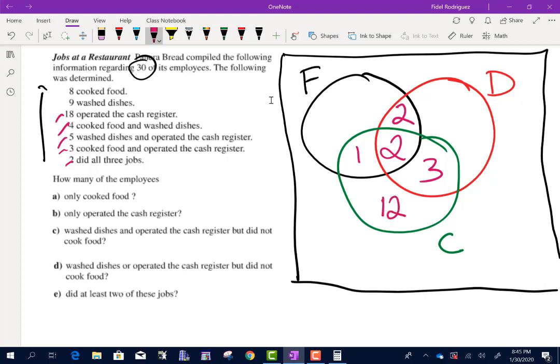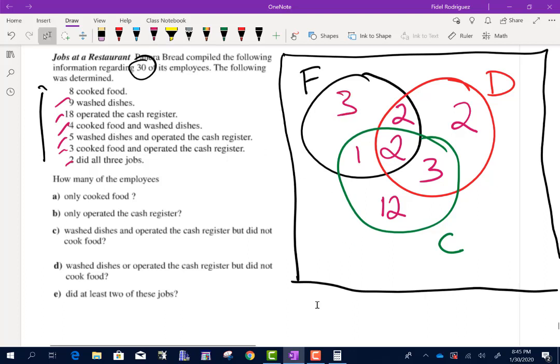Okay. 9 washed dishes. Everybody in the red circle is going to add up to 9. So 2 and 2 is 4, and 3 is 7. If this is going to add up to 9, that must be a 2. Okay. And 8 cooked food. So everybody in the black circle has to add up to 8. 2 and 2 is 4, and 1 more is 5, so this one here must be a 3.